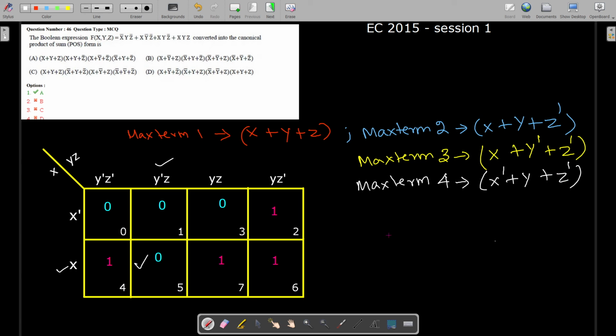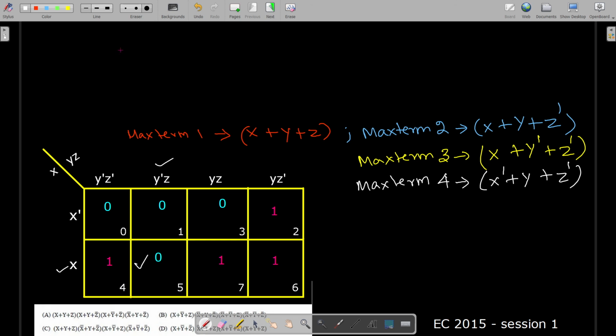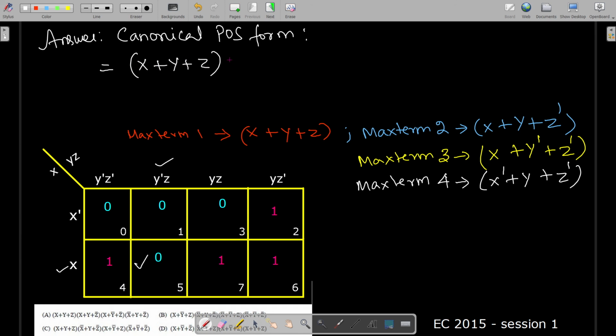That's it. Now we can combine all these and write the answer. Our answer is in canonical POS form, so you have to combine all the max terms. This is equal to max term 1, x plus y plus z, and it with the second term, x plus y plus z dash. It can be written as z bar because in the answer it is given as bar only. Then max term 3 is x plus y bar plus z bar, and max term 4 is x bar plus y plus z bar.